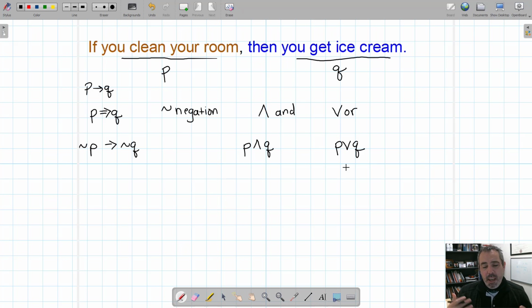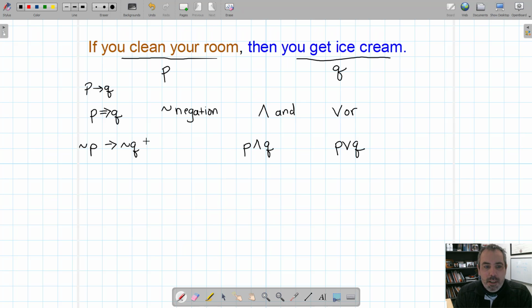I could come home and say, yeah, yesterday I cleaned my room and I got ice cream. Those are two separate things that may or may not have happened, and someone might question me, like, did you really clean your room? Let me go look. And did you really get ice cream? Let me ask your parents.